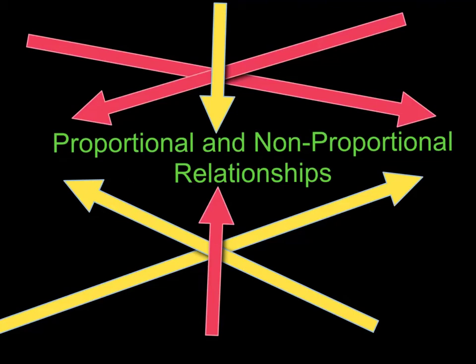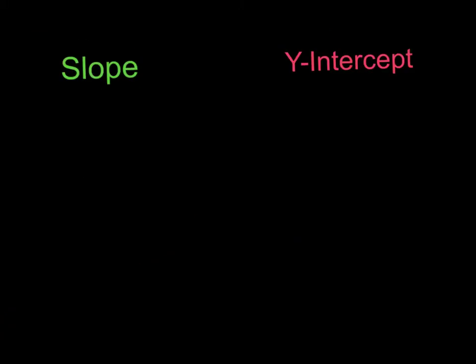Today's lesson is on proportional and non-proportional relationships. Both of them are specific types of the linear function, but they have some similarities and some differences. Before we start on the difference between a proportional and non-proportional relationship, I want to talk about slope and y-intercept.